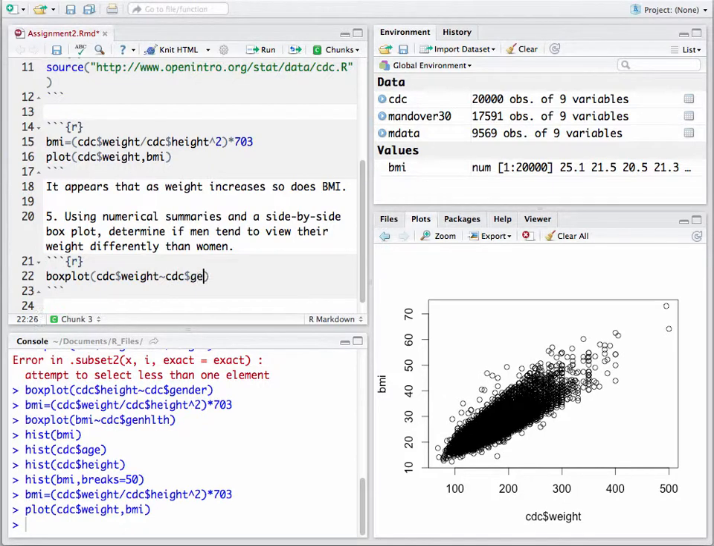Hopefully that makes sense to you, that what I'm doing is I'm saying, well, look, what I want to do is make a predictor of that, right? Okay, so let's take a look and see if that works or not.